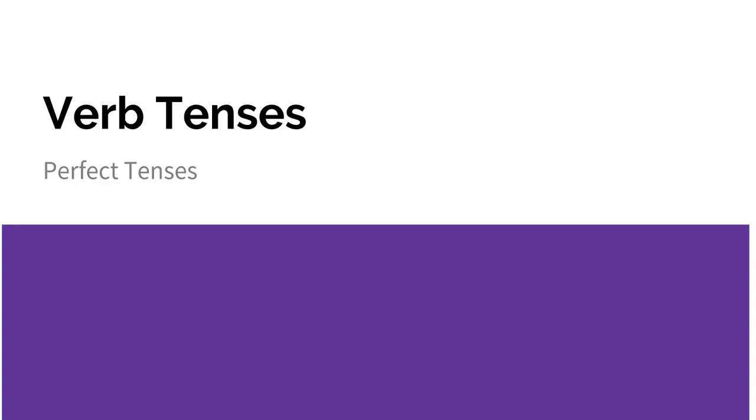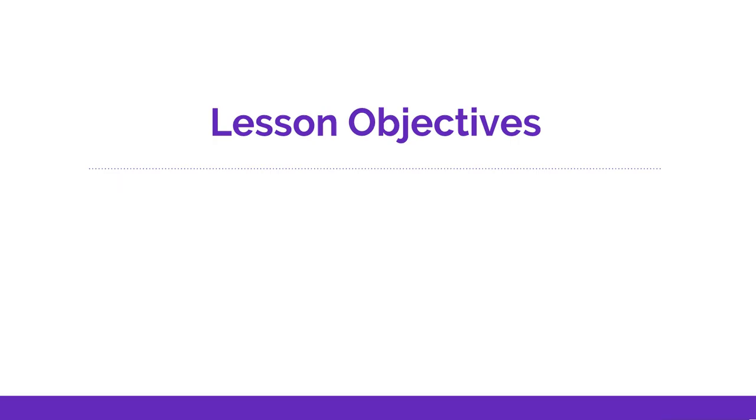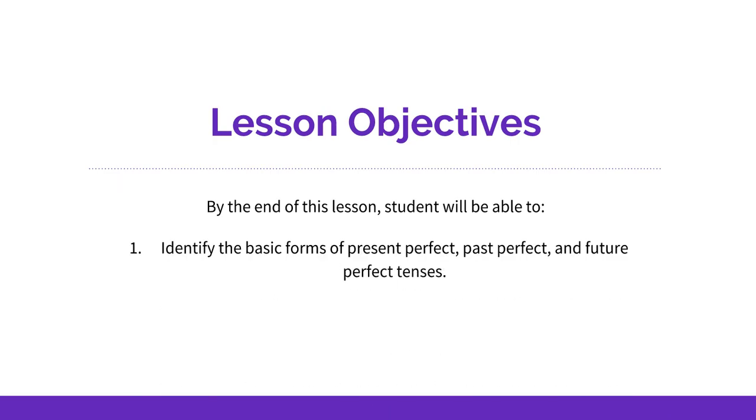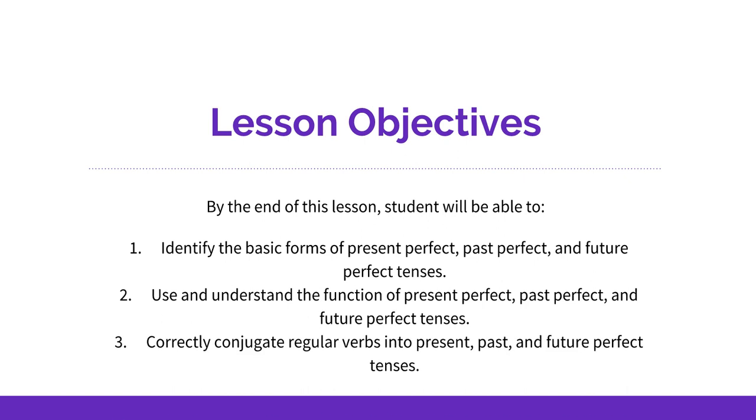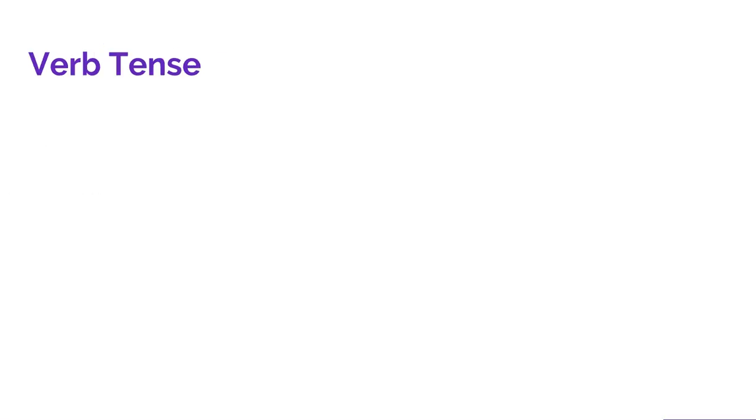This lesson continues our focus on verb tenses with a look at the perfect tenses. By the end of this lesson, you will be able to identify the basic forms of present perfect, past perfect, and future perfect tenses, use and understand the function of the perfect tenses, and correctly conjugate regular verbs into the present, past, and future perfect tenses. So, for this lesson, your cue words are then verb tense, present perfect, past perfect, and future perfect tense.